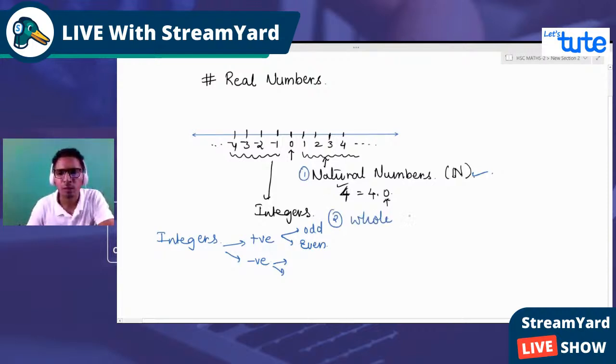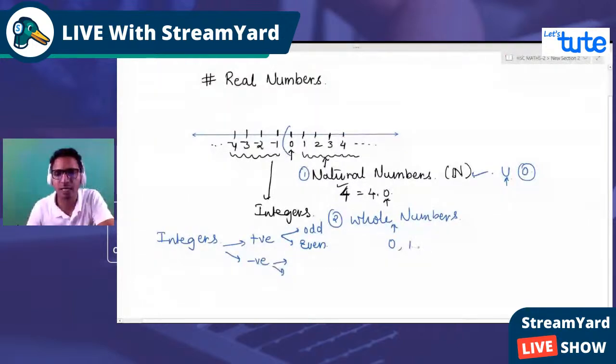Whole numbers. What are whole numbers? Whole numbers are basically the natural numbers, but along with zero. If I also take 0, this is a union. I'm actually adding this number to the natural numbers. So that means I have to start from 0. So if you start counting from 0 onwards, those numbers are called whole numbers.